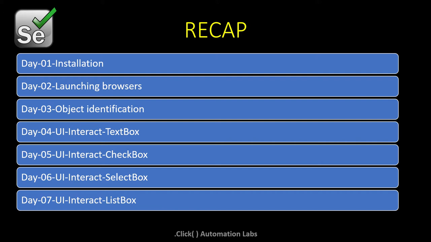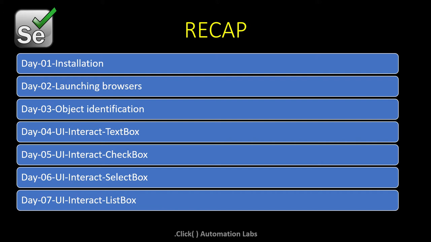So we started with the installation part, which is the day 1 topic, where I explained and showed how we install Java, how we install Eclipse, and how we download it from the sites. I also explained how to set the home path, and how to create an Eclipse project for Selenium using the Maven plugin.